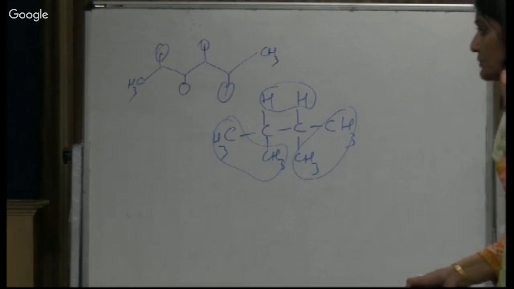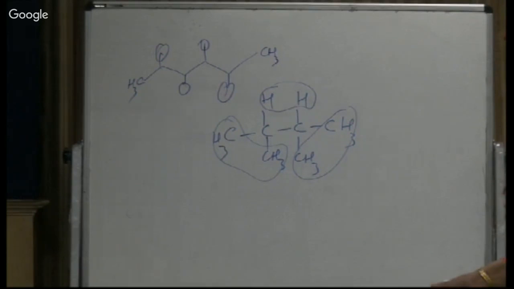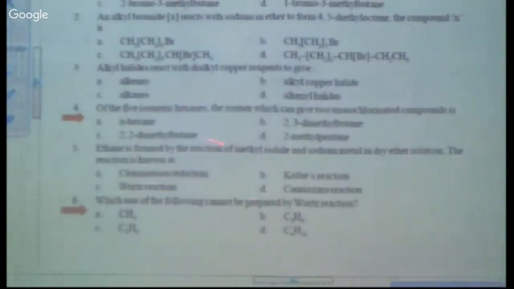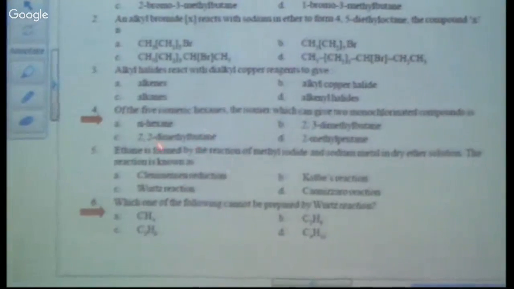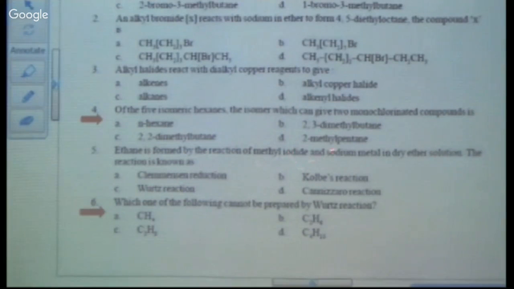Let's go on to the 6th question. The 5th one, should I do it? Okay, let's do it. It looked easy, that's why I'm not doing it. Ethane is formed by reaction of methyl iodide with sodium methyl. This reaction is known as what? Ethane is formed by reaction of methyl iodide with sodium methyl. What's the reaction? Right?